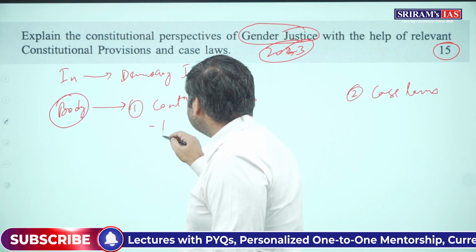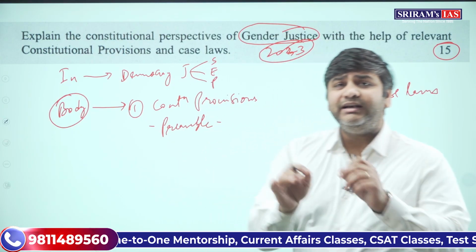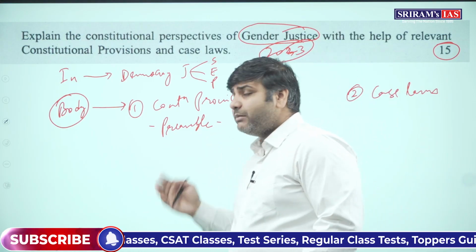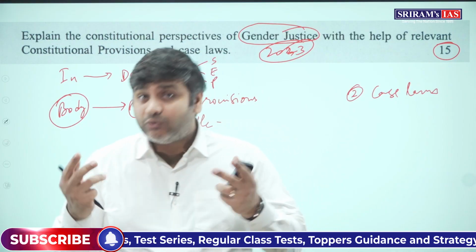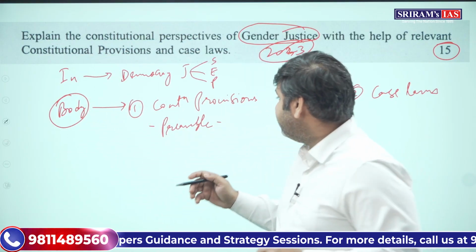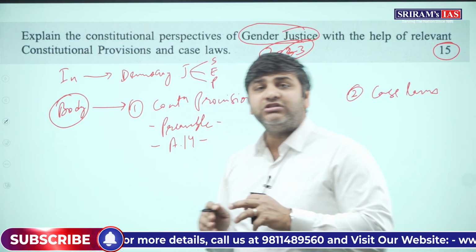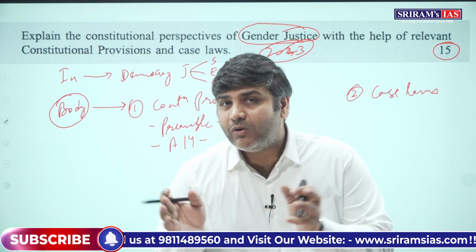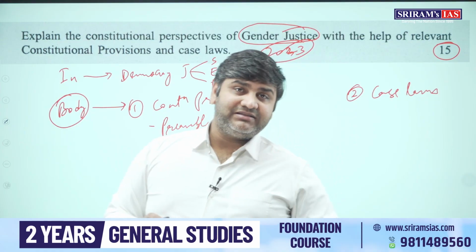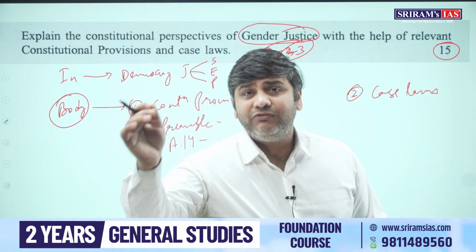See, first thing is the preamble. What do you see in the preamble? The word equality is mentioned, equality of status and opportunity. So the preamble itself talks about equality which needs to be established in the society. At the same time, we have Article 14 of the Indian Constitution which broadly talks about equality before law and equal protection of law. It does not matter which gender the person belongs to, which sex the person belongs to, everybody is equal in the eyes of law.